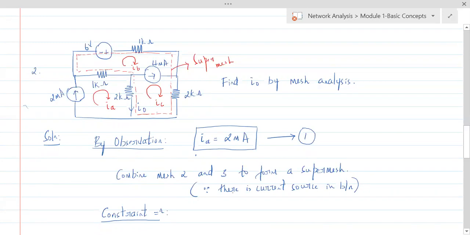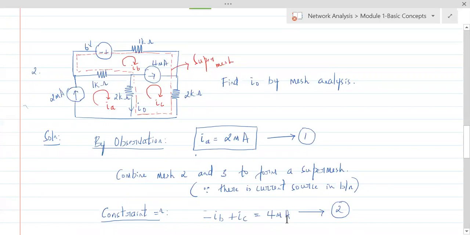What is that constraint equation? It is minus IB plus IC equal to 4 milliamps. So this is the second result that we have obtained. These are all just by observations. Now what we have to do?